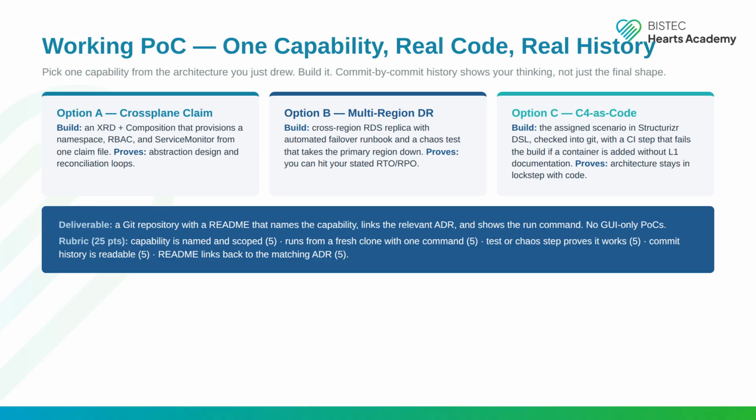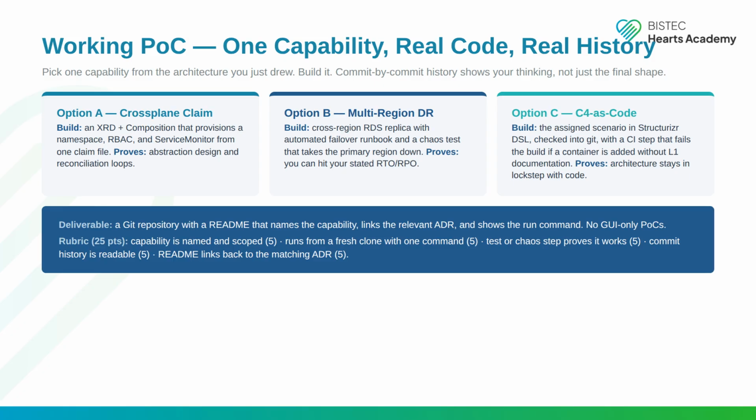Rubric, 25 points across 5 criteria. The capability is named and scoped, 5 points. Runs from a fresh clone with one command, 5 points. Test or chaos step proves it works, 5 points. Commit history is readable, 5 points. README links back to the matching ADR, 5 points.